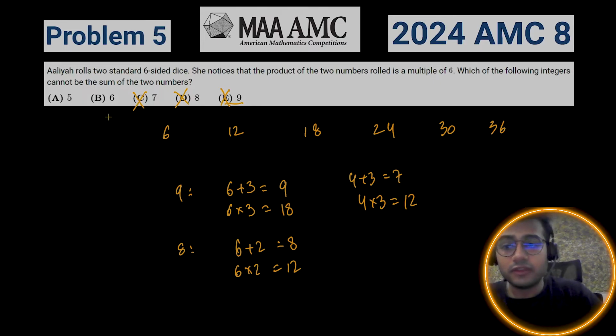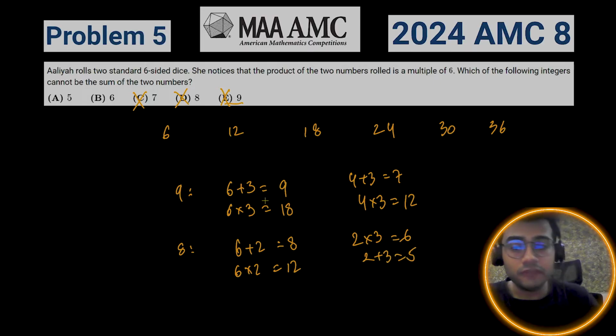6, I can't think of right now. Let's go to 5. So for 5, 2 numbers that add up to 5 and multiply to give a multiple of 6, yeah, I can think of 2 times 3 is 6, and 2 plus 3 is 5. So I can eliminate 5 as well. So the only one that is left by elimination is answer choice B. So that must be the right answer.